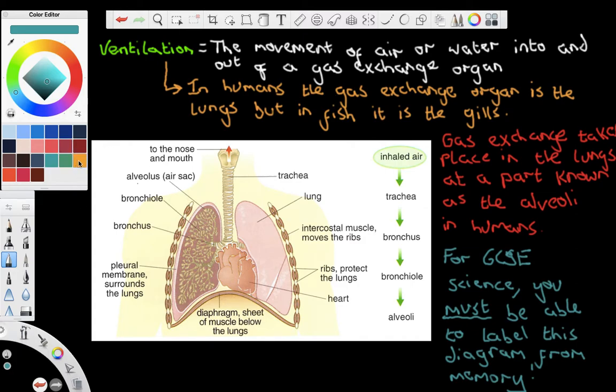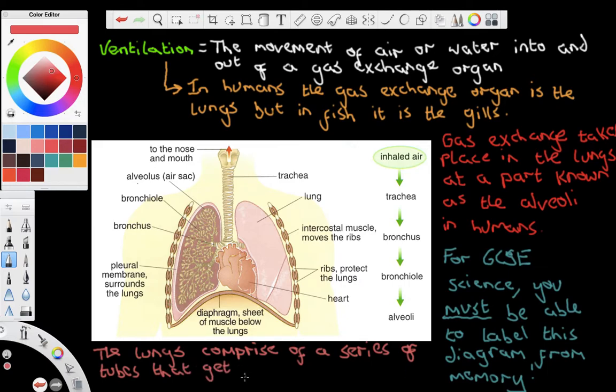So I'm just going to say, before we clear this screen, we can say that the lungs comprise of a series of tubes that get progressively smaller, ending in alveoli.